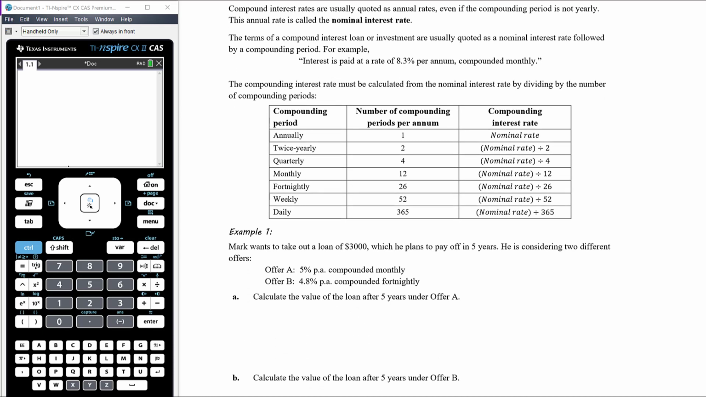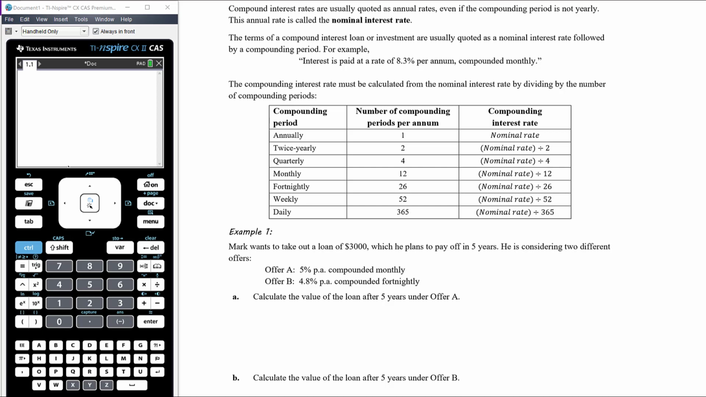So we have done a little bit of playing around with changing the time periods, but just to be clear about the different time periods you might need to be working with. So obviously compounding annually, that's just one compounding period per annum per year, and so the compounding interest rate is just the nominal rate. If we compound twice yearly, that would be 2 compounding periods per annum, and so to work out the twice yearly interest rate, we would need to divide the nominal rate by 2. If we're doing quarterly, and we've done some examples using quarterly, we need to divide the nominal or annual rate by 4. If it's monthly, we divide the nominal or annual rate by 12.